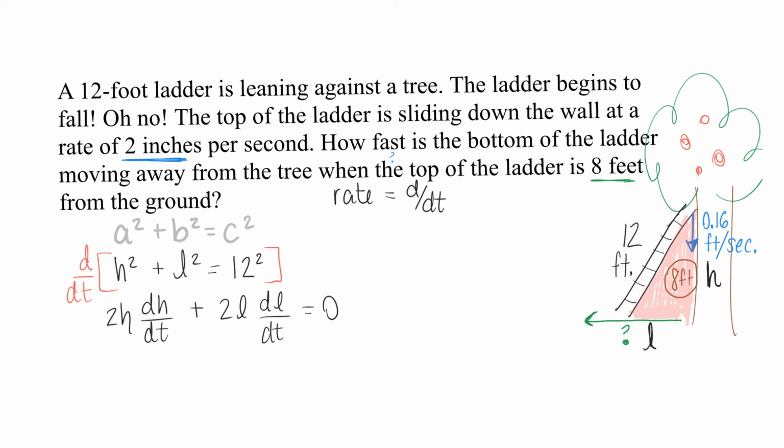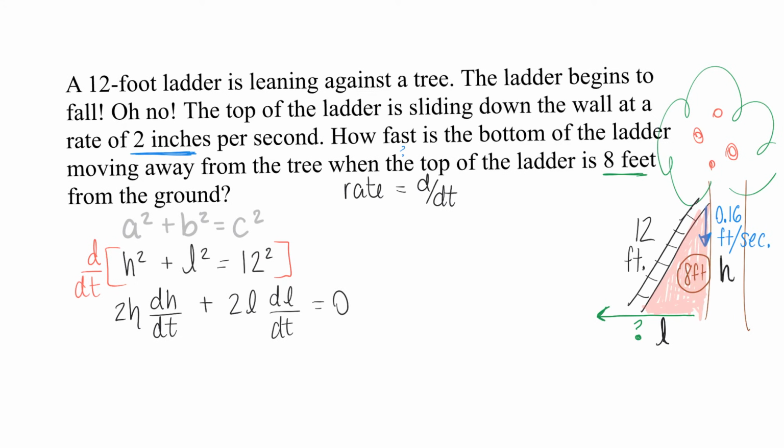So if you look at this now, we've got this formula that's really exactly what we were going for here. So here we've used implicit differentiation to take the derivative with respect to time. So we have 2h dh dt plus 2l dl dt equals 0. And we have 4 variables here, right? We have an h, a dh dt, an l, and a dl dt. There's 4 variables that need to be filled in, and if we come over here, we have some of that.